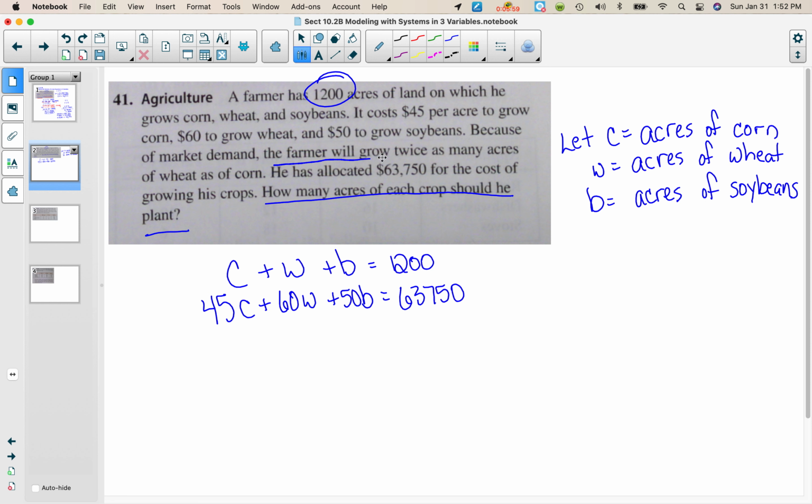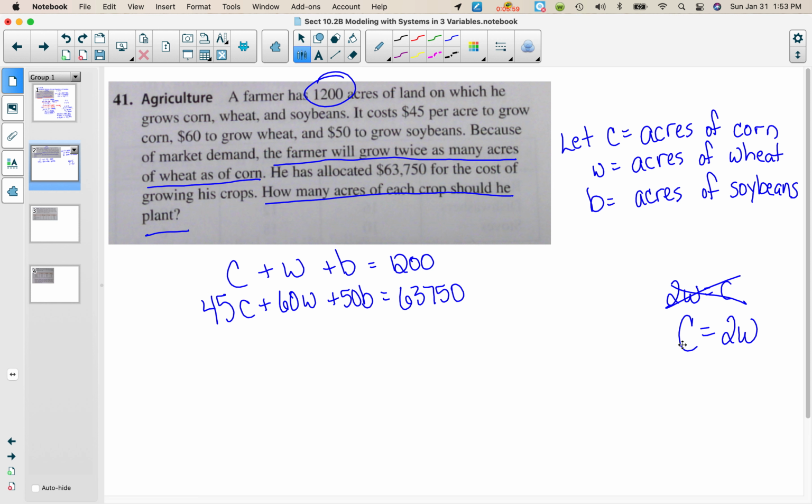And here's the next one. The farmer will grow twice as many acres of wheat as of corn. And let me caution you on this, because when people read this and think twice as many acres of wheat as corn, they tend to write this down because it's the order that it's in. But think about what this would mean. If I grew 100 acres of wheat, I would be multiplying that by 2 and doing 200 of corn, and that's the wrong way. So this is actually wrong, and it's the other way around.